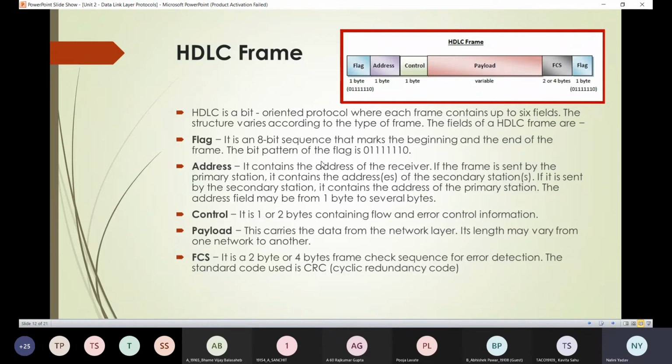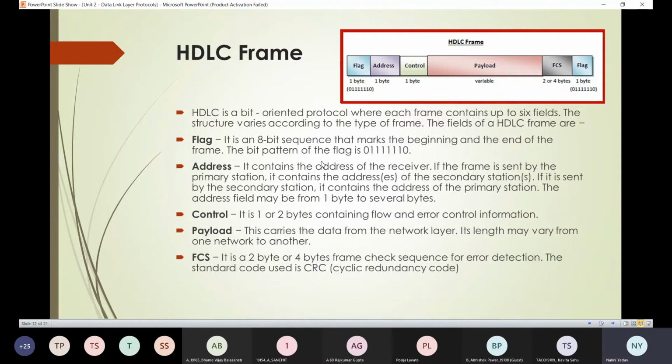Then we have a payload. Payload is the data which we carried from the network layer, and its length is variable depending upon the negotiation between the sender and receiver. And lastly, we have this FCS, that is a frame check sequence. It is used for error correction, and again over here also we use CRC in the FCS. So CRC code is used in HDLC frame for the error detection.